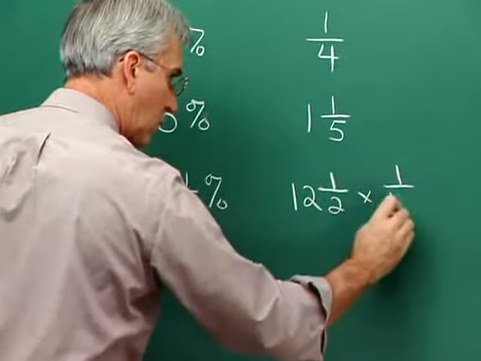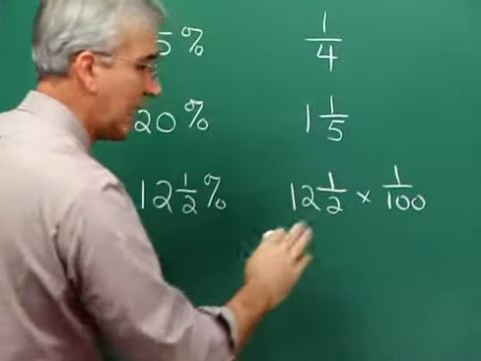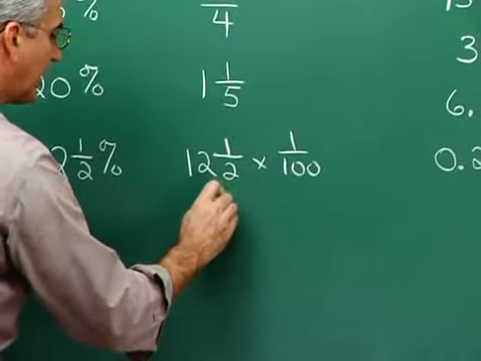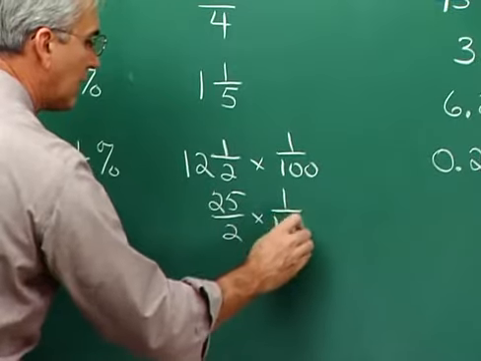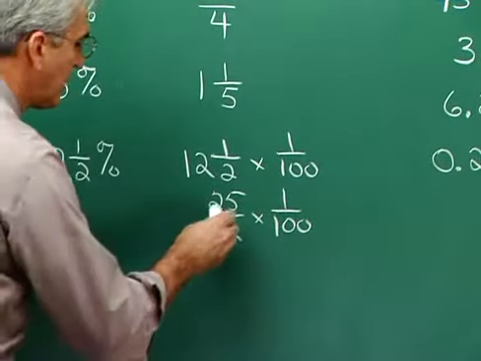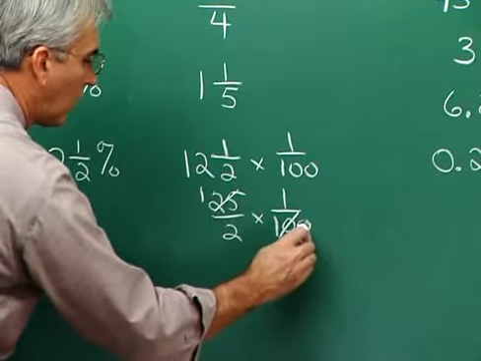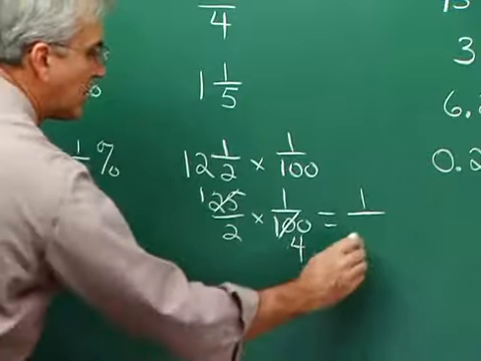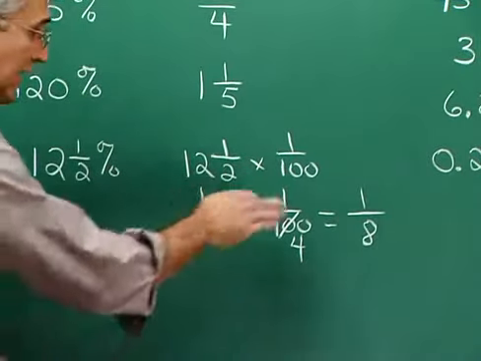times 1 over 100. You see, and just kind of follow our nose with what we understand about this, finding this product. 2 times 12 is 24 and 1 is 25. So this is 25 halves times 1 over 100. Let's take advantage of the cancellation here. 25 into 25 goes 1, 25 into 100 goes 4. And now multiplying straight across, 1 times 1 is 1, 2 times 4, 8. So the fraction corresponding with 12.5% is 1/8.